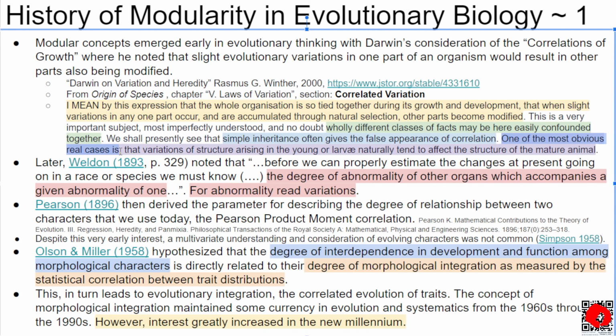The most obvious real cases is that variations of structure arising in the young or larvae naturally tend to affect the structure of the mature animal. So, a lot of quite interesting details in there to explore, but starting with the detail and then coming to a broader point, this specific quotation really clarifies cases where, depending on the measurements that are selected and how they're defined by the modeler, different values are going to be calculated for correlations of different traits.